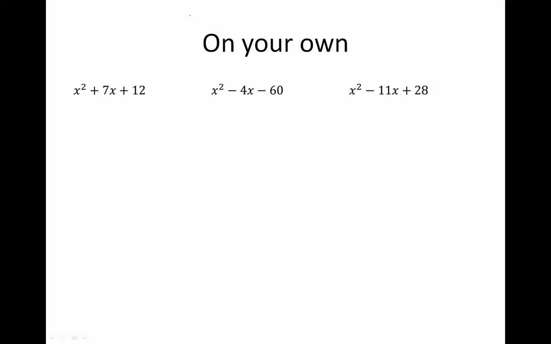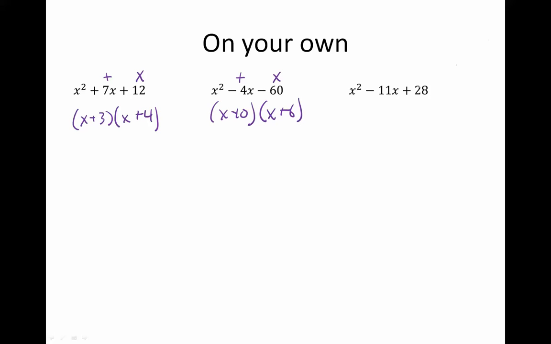All right, so here are the problems that you were supposed to do on your own. Let's go ahead and check your answers. We're looking for things that multiply to be 12 and add to be 7. That would be x plus 3 and x plus 4. Our second one, we're looking for things that multiply to be negative 60 and add to be negative 4. That would be x minus 10 and x plus 6.